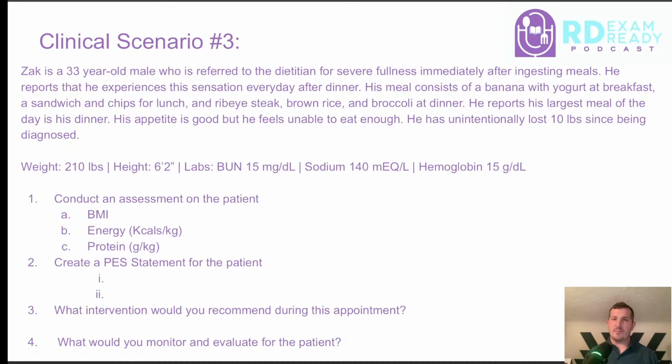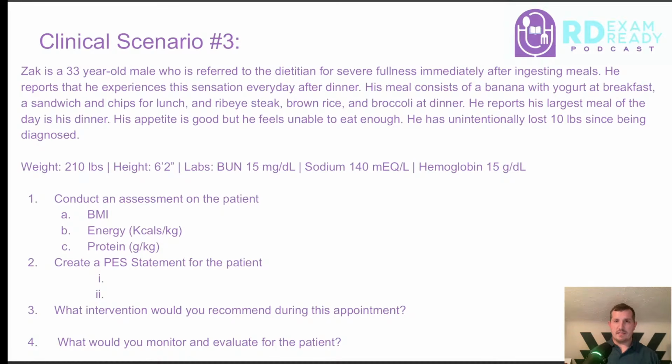His meal consists of a banana with yogurt at breakfast, a sandwich and chips for lunch, and ribeye steak, brown rice, and broccoli at dinner. I wish. He reports his largest meal of the day is his dinner. His appetite is good, but he feels unable to eat enough. He has unintentionally lost 10 pounds since being diagnosed. His weight is 210 pounds, his height is 6'2". Labs are BUN of 15, sodium of 140, hemoglobin of 15.